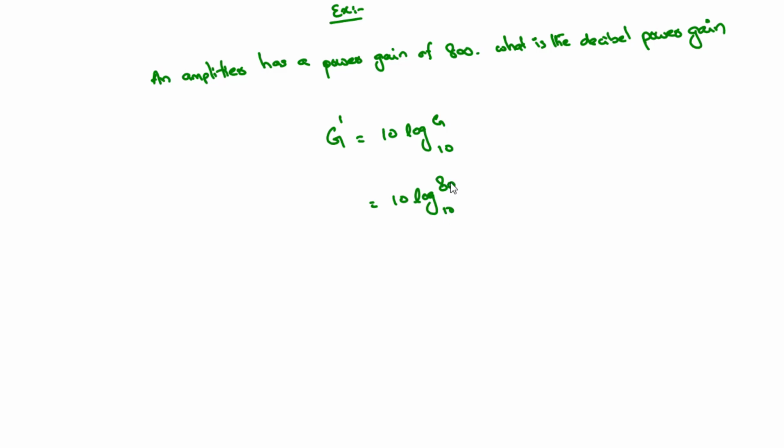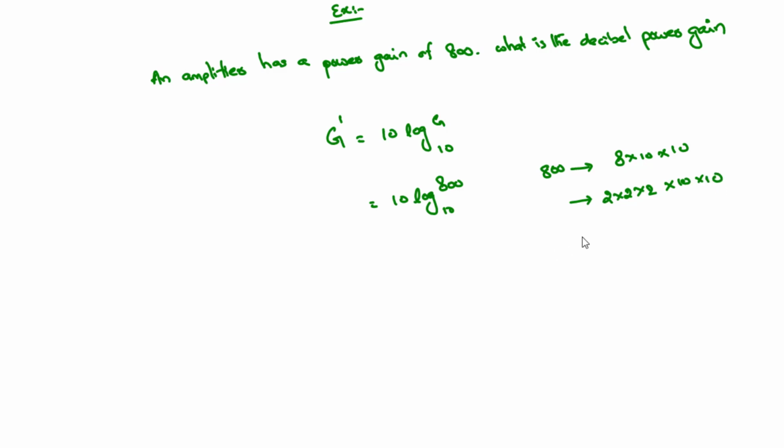Now this 800, how do I write it? Whatever the known values that I have, from there I'll write 800. 800 can be written as 2 into 2 into 8 into 100 first, and 8 is written as 2 into 2 into 2, and 100 as 10 into 10.